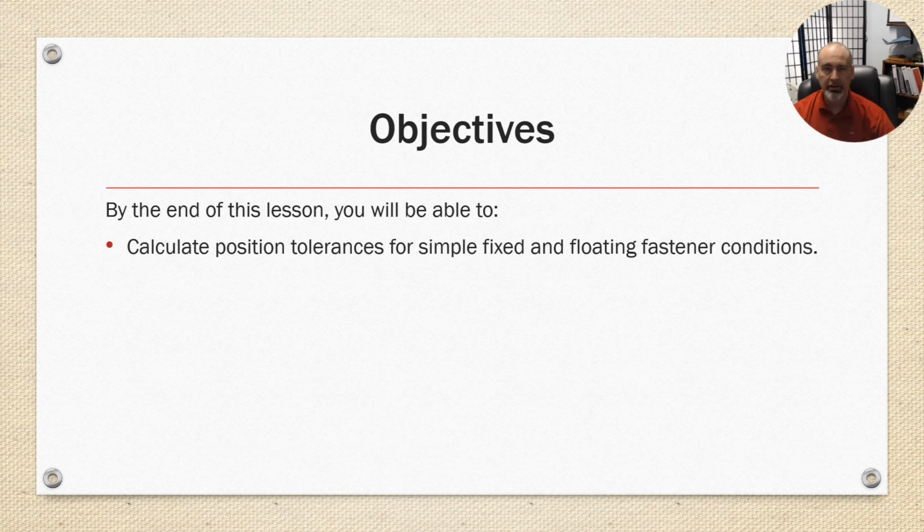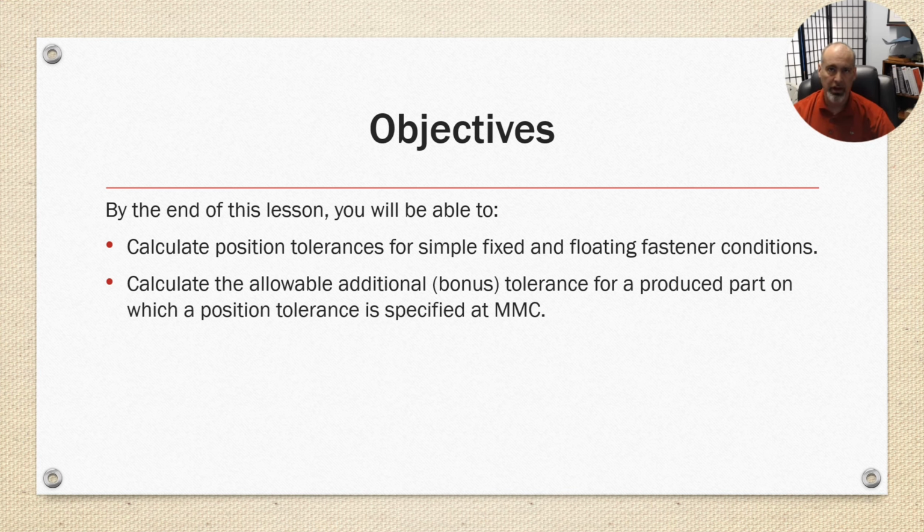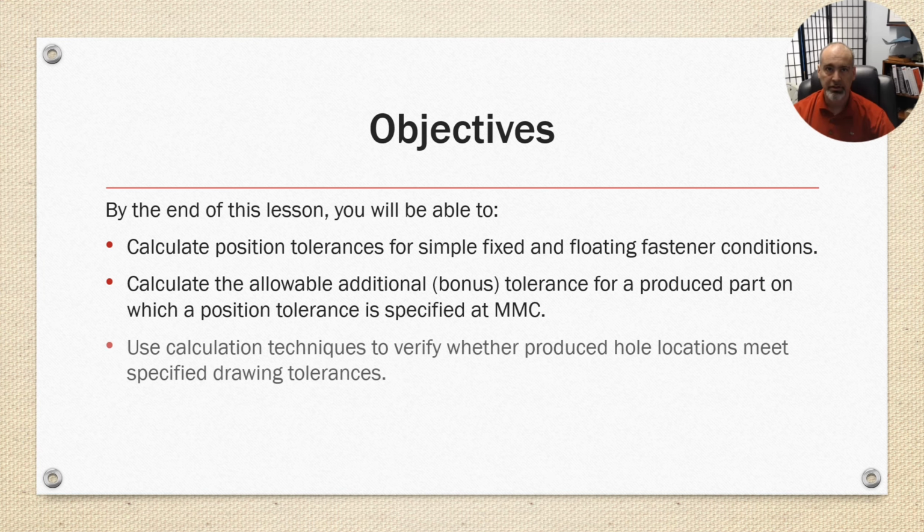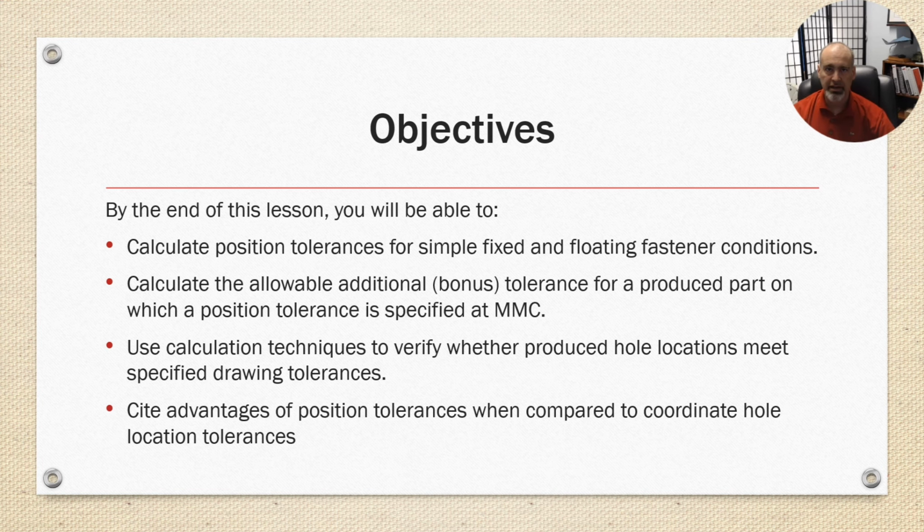We'll also calculate the position tolerances for simple fixed and floating fastener conditions, and calculate the allowable additional or bonus tolerance for a produced part when a position tolerance is specified at maximum material condition. We'll also use the calculation techniques to verify whether produced hole locations meet specified drawing tolerances, and cite advantages of position tolerances when compared to coordinate hole location tolerances.